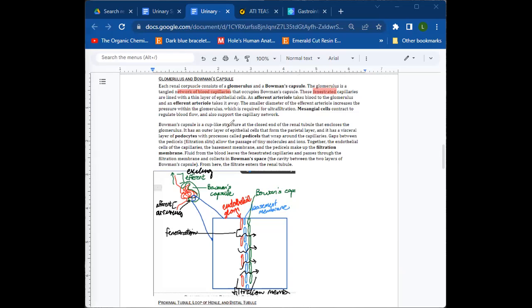Okay, the Bowman's capsule is supposed to be a cup-like structure. It has an outer layer of epithelial cells that form a parietal layer, and then it has a visceral layer of podocytes. So the green cells that I drew, those would technically be podocytes of the Bowman's capsule in green. And in between two layers of cells, there's always a basement membrane, which I think I mentioned when we were just talking about the respiratory system and the alveoli. There's also a basement membrane there.